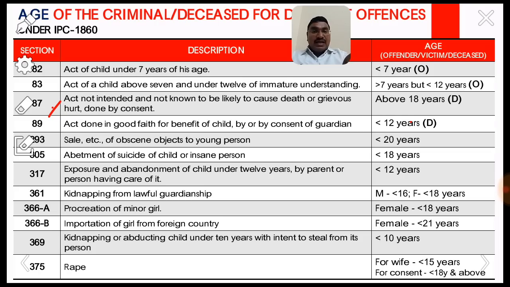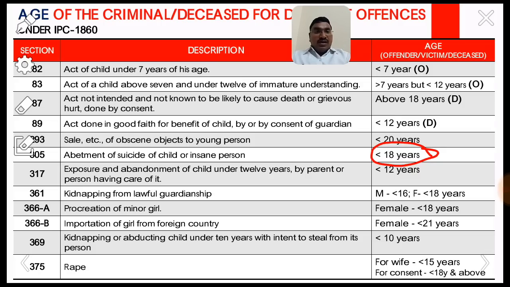Under 89, act done in good faith for benefit of child by consent of guardian is an exception, but the age with regard to the deceased is less than 12 years. Next, sale etc. of obscene objects to young persons speaks about less than 20 years of age. If a person sells obscene books to a person whose age is below 20 years, it is punishable under this provision, section 293. Next, abetment of suicide of a child or innocent person whose age is below 18 years is punishable under 305.